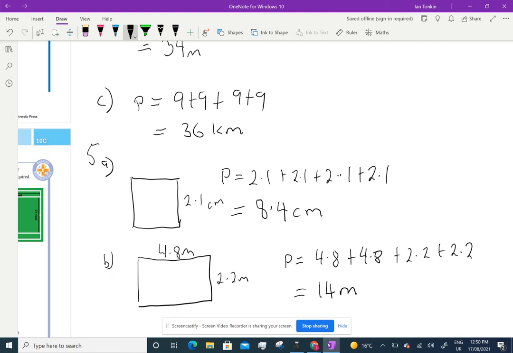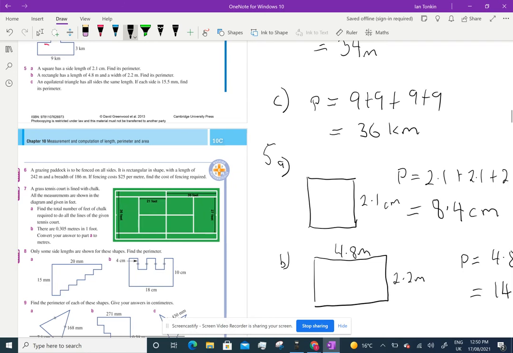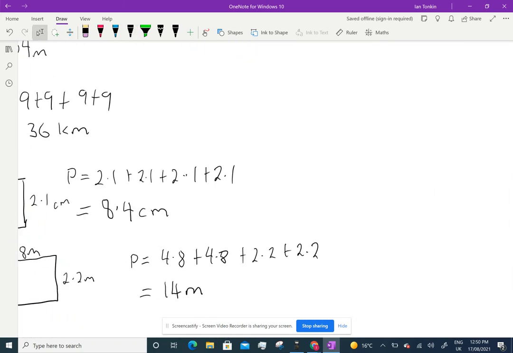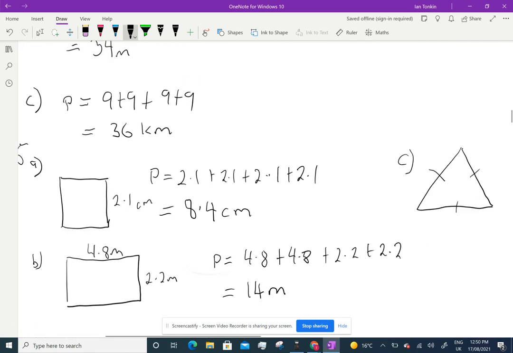What question was that? 5B. And finally, 5C, an equilateral triangle. Now, if you haven't heard about an equilateral triangle, that's just a triangle where all sides are the same. So there's my equilateral triangle, and I indicate that all sides are the same with a little symbol there. Same symbol. And when you do that, you're saying that all the sides are the same, and they're 15.5.